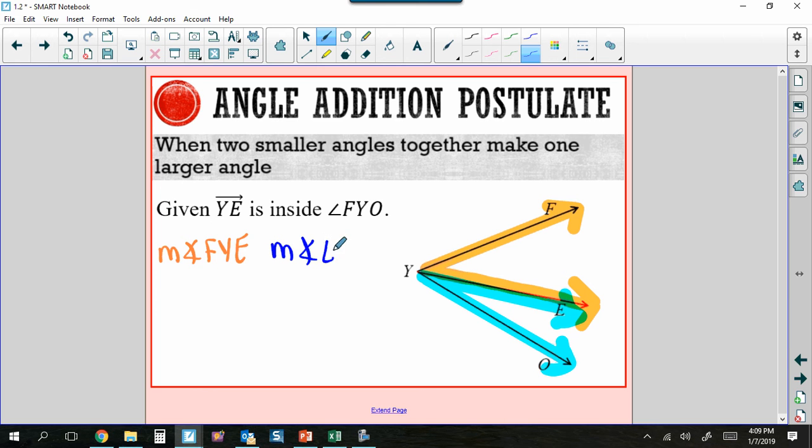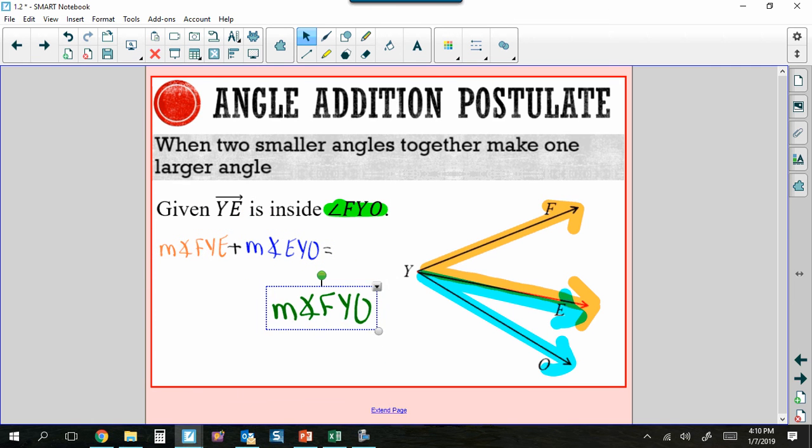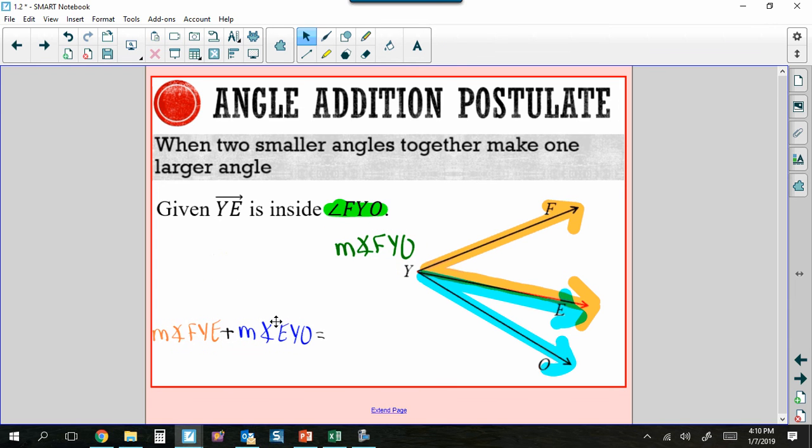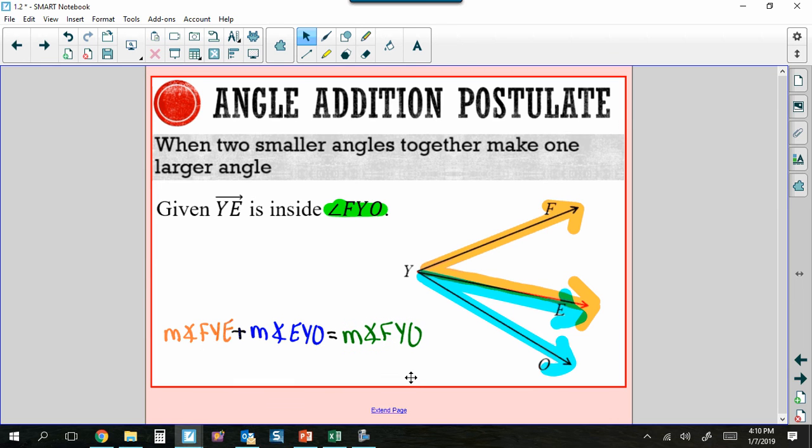Angle EYO. That is another part. So because you have two parts, we are going to add them like the postulate says, and it is going to equal the total. And our total was the angle we originally had before drawing the ray inside, which was angle FYO. Here is another great example, Mrs. Weichel, of why you can't name an angle by the vertex. Exactly. You wouldn't know which angle to talk about. If I talk about angle Y on this particular image, there are a total of 3 possible angles I could be talking about. How would you know which one to add together?